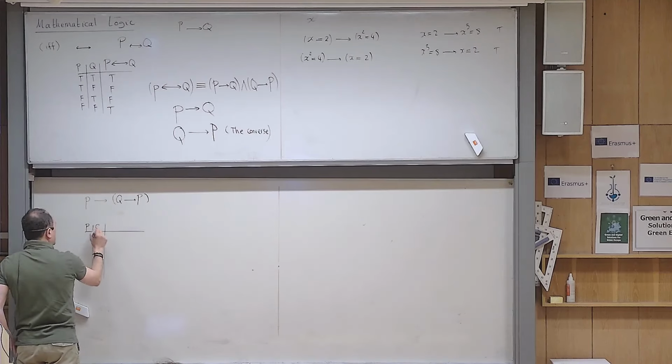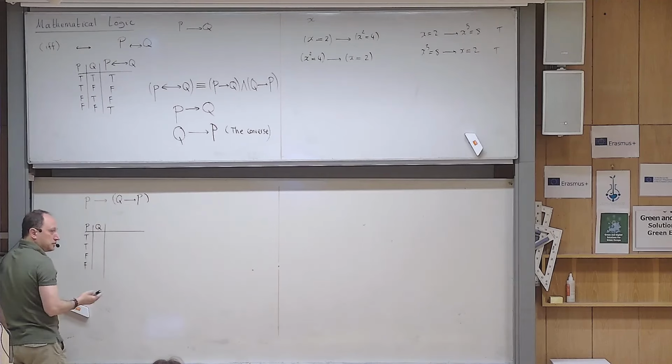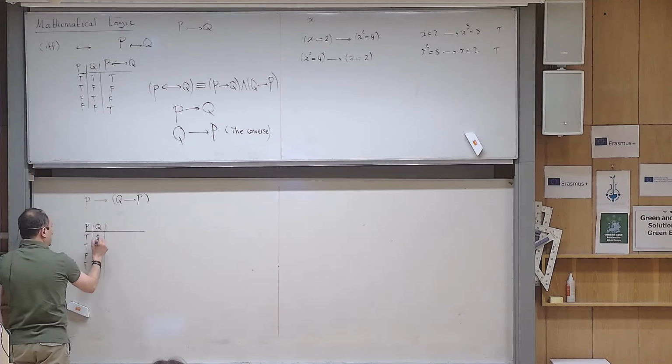So P and Q are the atomic ones. So this is T, F. Of course, here it doesn't matter if you write Q first. It doesn't matter. But let me just stick to the convention. By the way, it doesn't matter even if you start with F and then T, but let us conventionally write this.